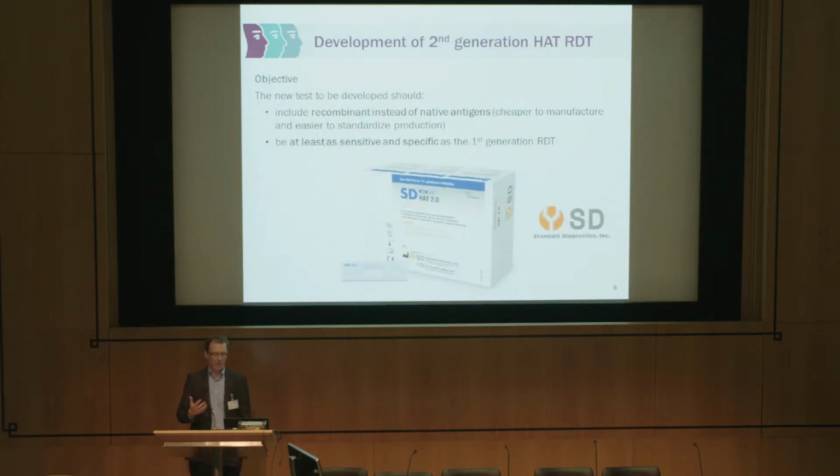So we didn't want to stop there, and our goal was to develop what we call a second-generation RDT with 2 objectives in mind. So first, to replace the native antigens by recombinant antigens so that we would hopefully have a cheaper and easier to manufacture test. And also, the second objective was to be at least as sensitive and at least as specific as the first-generation test.